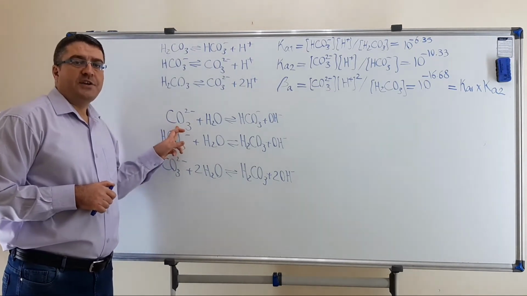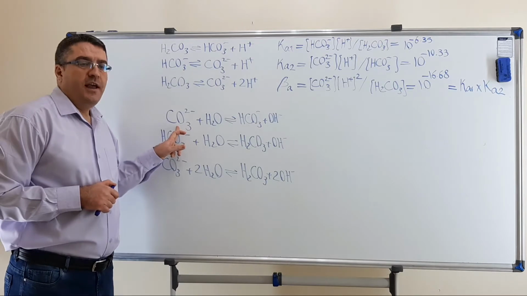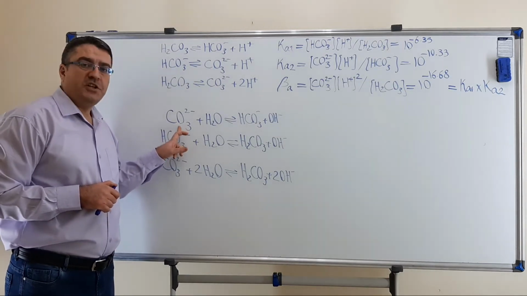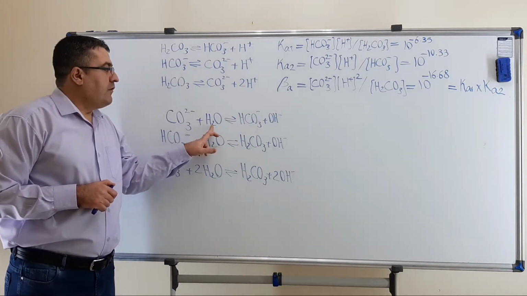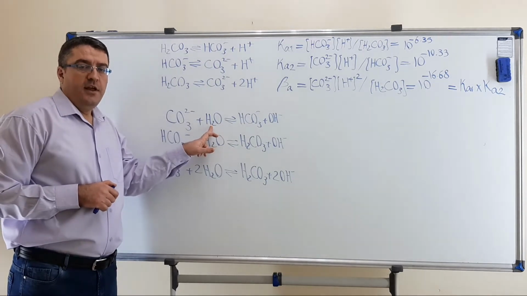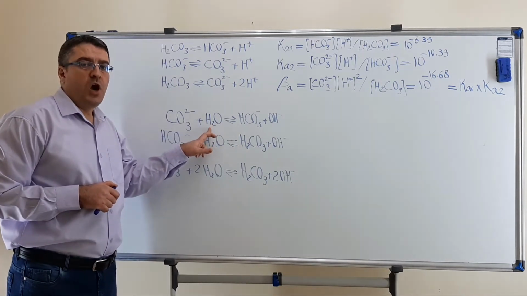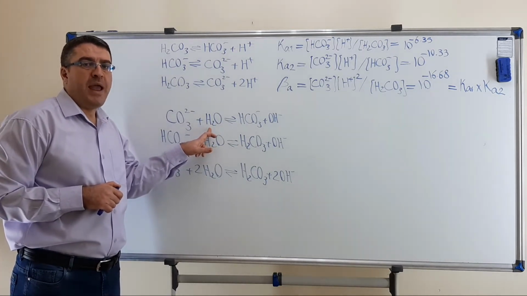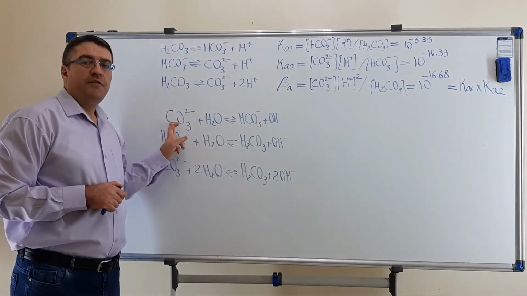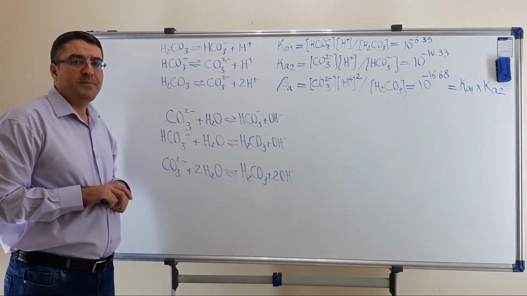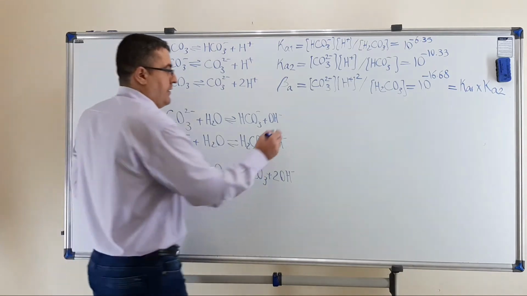In the first reaction, carbonate anion accepts its first H+ from a water molecule. The associated equilibrium constant is the first basicity constant of carbonate anion. It is represented by Kb1.